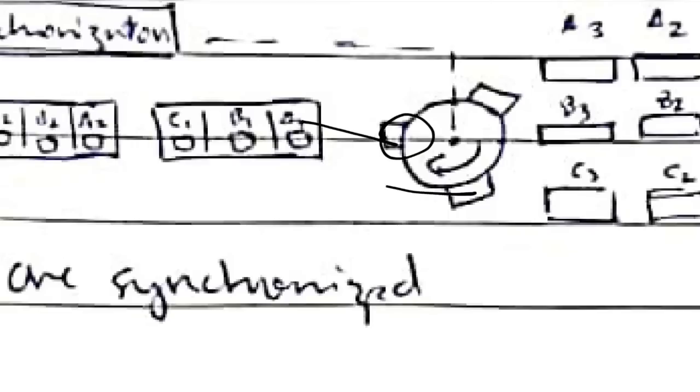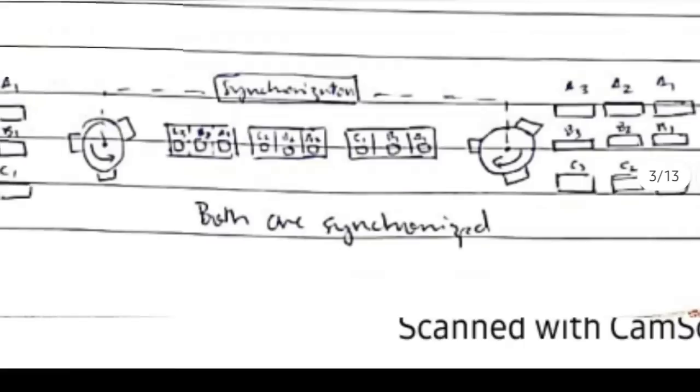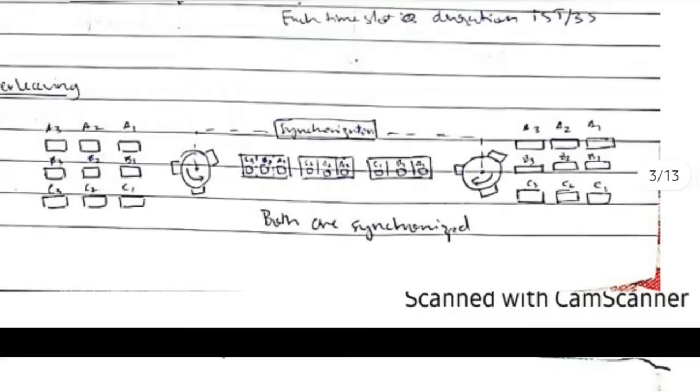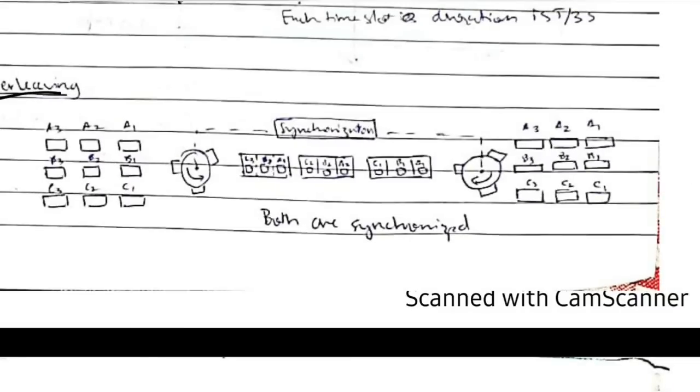So this will receive A, this will receive B, and this will rotate and come and receive C. Okay, so the timing is synchronized so that proper transfer will take place. This is known as interleaving.